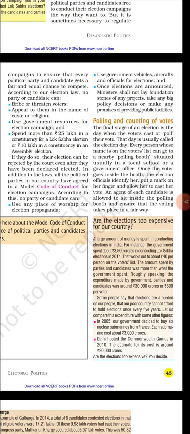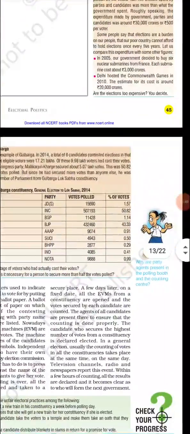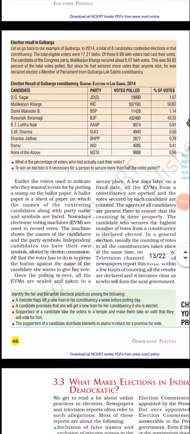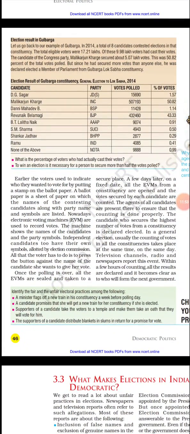Earlier there was a secret ballot, with a piece of paper, and for the person we wanted to vote for, we had to stamp that paper. But nowadays we have an electronic voting machine. We just have to press a button. In that machine, the name of the nominated person is there, and the symbol will also be there. That's how the election will be done.